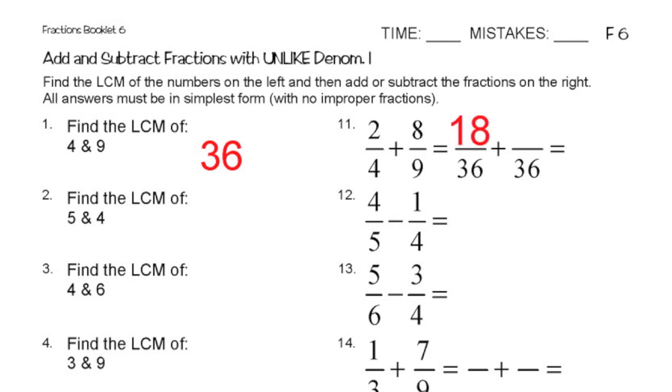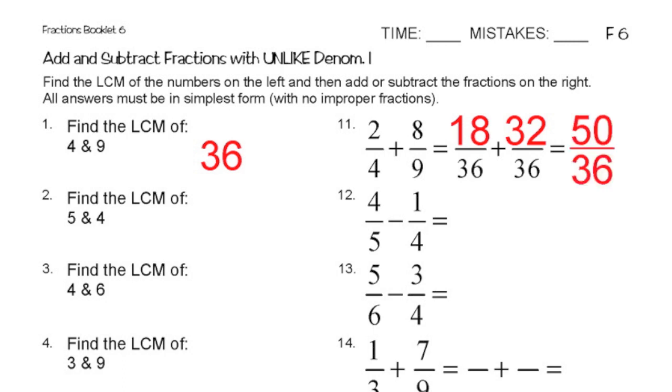I look at the second fraction, 8/9. So I need 9 into 36. That's going to go 4 times. So 9 times 4 is 36. So 8 times 4 is going to give me 32. And then I just add like I know how. I get 50 36ths.